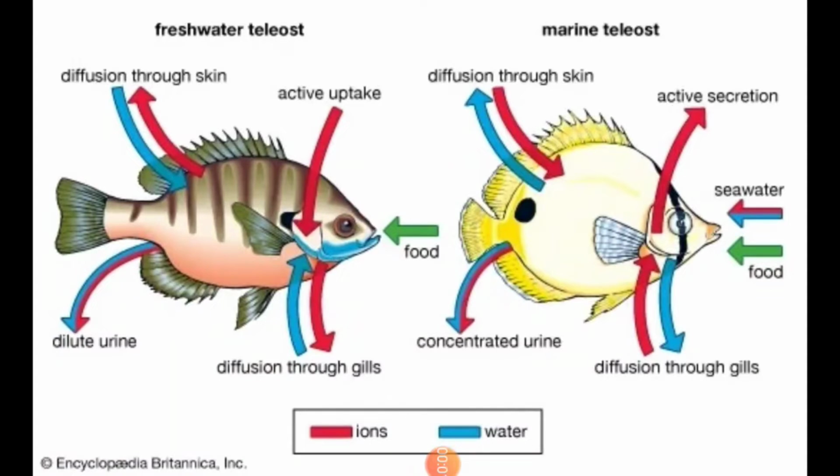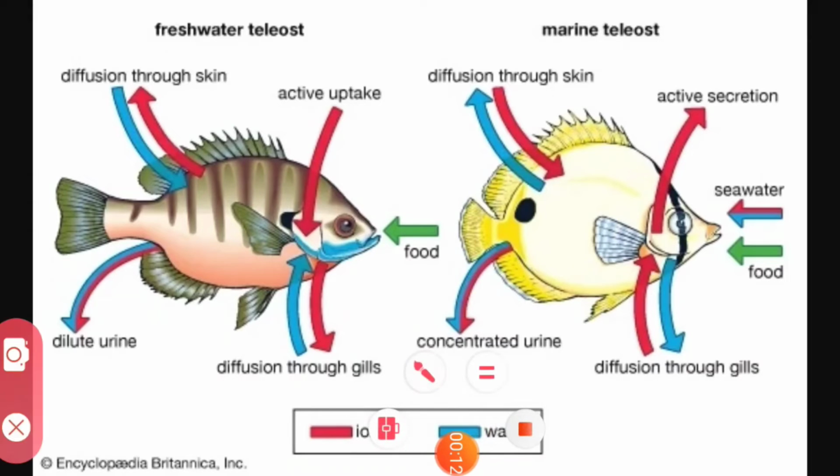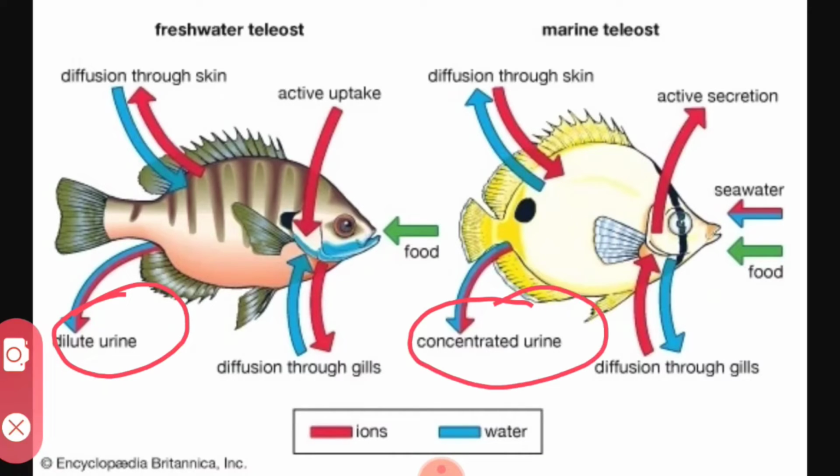This diagram depicts the situation faced by the two types of vertebrates, that is freshwater vertebrates and marine vertebrates, to face the homeostatic environment. Here we can see the freshwater teleost produces a dilute urine, and the marine teleost produces a concentrated urine. Here we can see how the ions enter the organism by active uptake. Ions enter the freshwater teleost by active uptake, and here the ions move away from the body by active secretion.